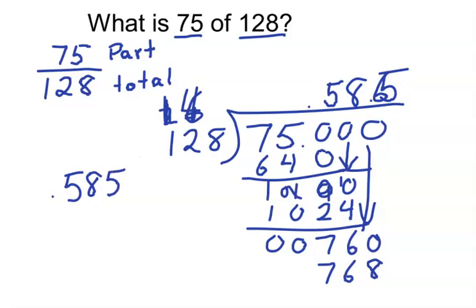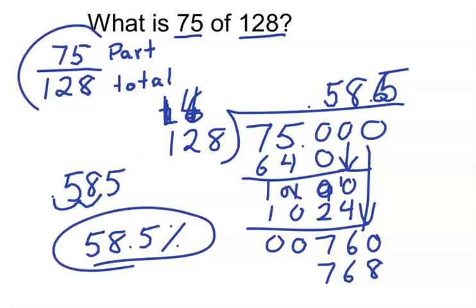0.585. Okay. Remember, when you have a decimal, to make it into a percent, you multiply it by 100, which just moves it over 2 places. So the percent is going to be 58.5%. Okay, so 75 out of 128 is 58.5%.